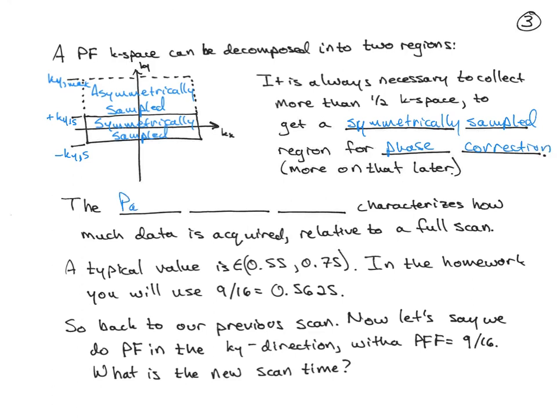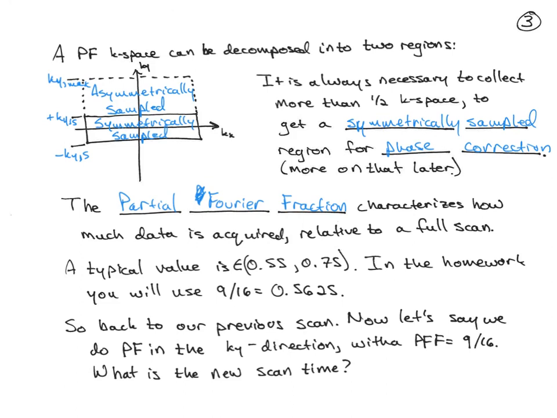And the partial Fourier fraction characterizes how much data is acquired relative to a full scan. On a clinical scanner, there's usually a field for this where you can enter the fraction that you want. A typical value for this fraction is 0.55 to 0.75. That is, it's always greater than 1/2 because you always collect a little more than half of K-space, and it can go up to maybe 0.75. In the homework, we're going to use 9/16, or about 0.56.